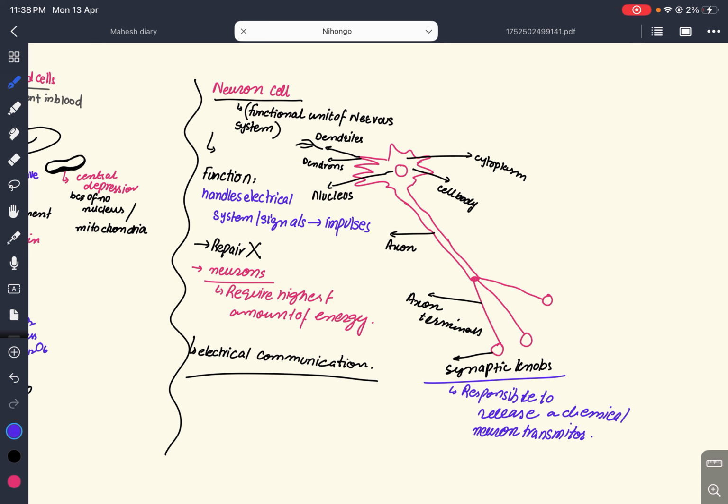Why? Because of course it's just impulses. For example, if our heart is beating, who's giving the signals to the heart? It's the brain. So everything is interlinked to the brain. That's why they're very important, and they're indeed responsible for electrical communication.